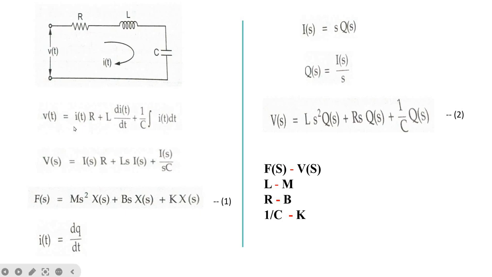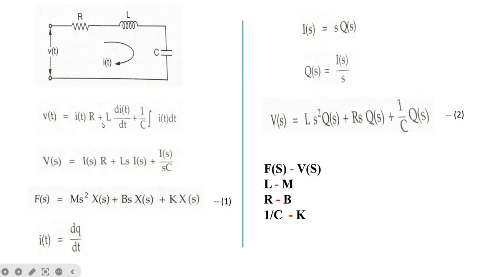So what happens? V of t is equal to R into I of t, that is the voltage across the resistance, plus the voltage across the inductance, which is given by L into di of t by dt, plus the voltage across the capacitor, which is given as 1 over C integration I of t dt.